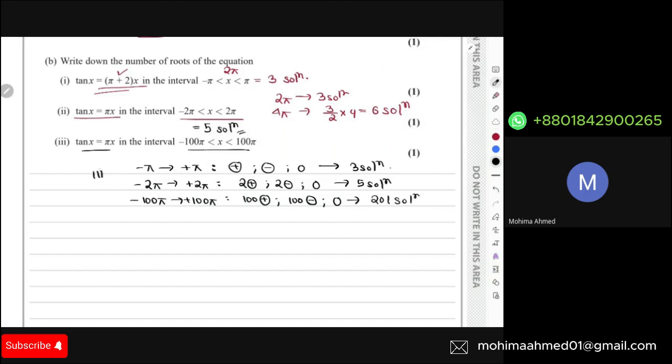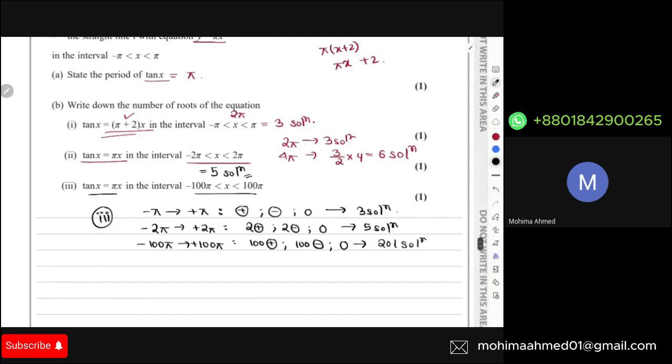So over here, this is the working for your part B, 2 and 3. Is this clear? Any questions from this part? No, teacher.